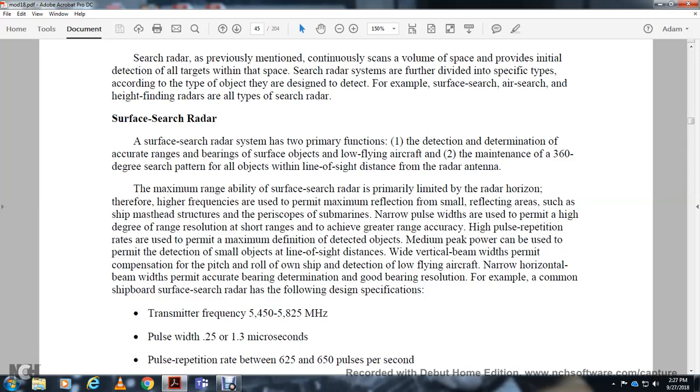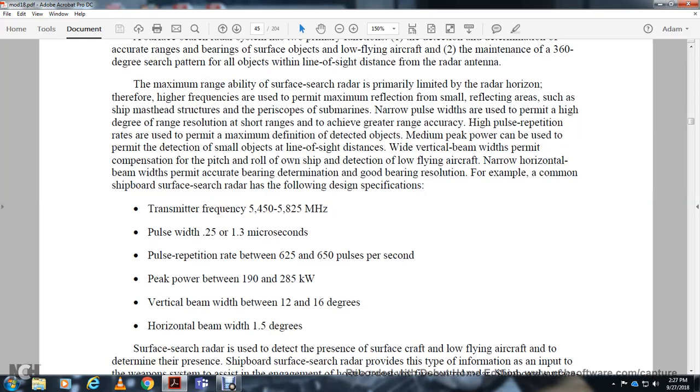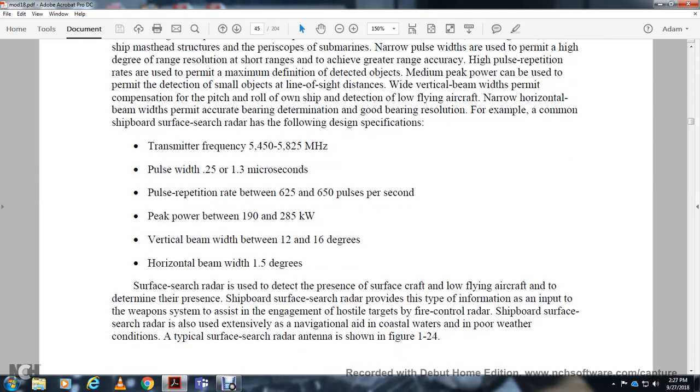Now, a narrow horizontal beam width permits accurate bearing determination and good bearing resolution. For example, a common shipboard surface search radar has the following design specifications. Transmitter frequency: 5,450 to 5,825 megahertz. Pulse width: 0.25 to 1.3 microseconds. Pulse repetition rate: between 625 and 650 pulses per second. Peak power: 190 to 285 kilowatts. Vertical beam width: 12 to 16 degrees. Horizontal beam width: 1.5 degrees.